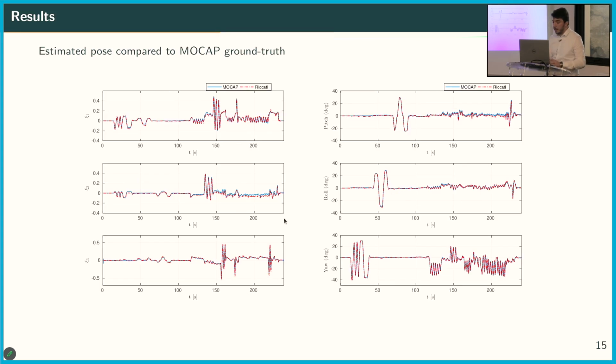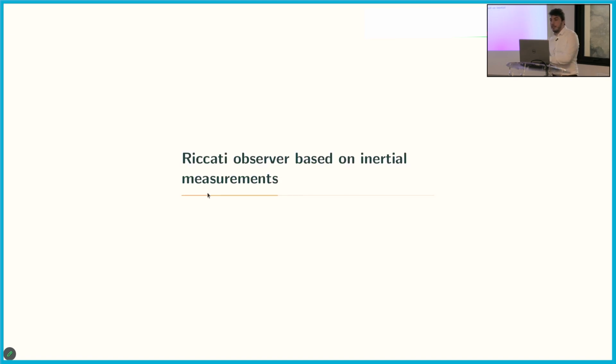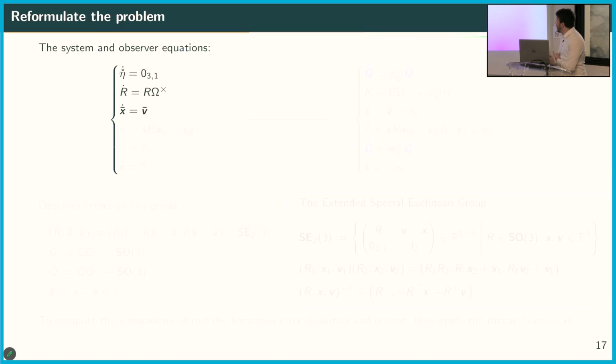And this is because the moment we start actually moving in translational motion, the assumption of constant velocity is no longer valid. So it still converges quite consistently, but we can see that there is some deviation between them. A solution to this is, instead of using velocity measurements, we can use inertial measurements, so we use the accelerometer that we have in the IMU. But this is not very easy to do.